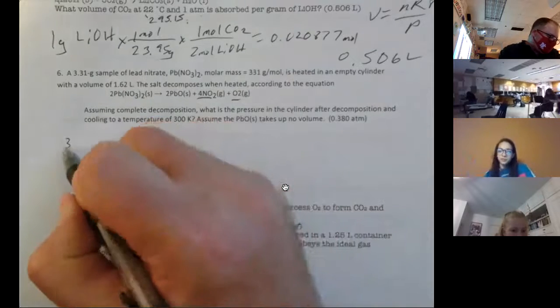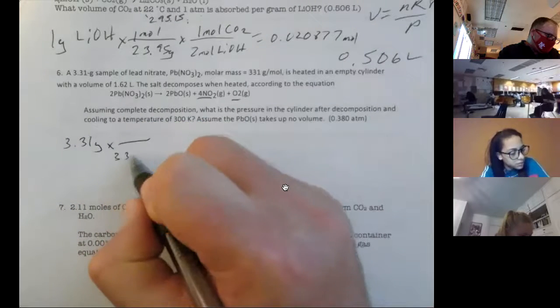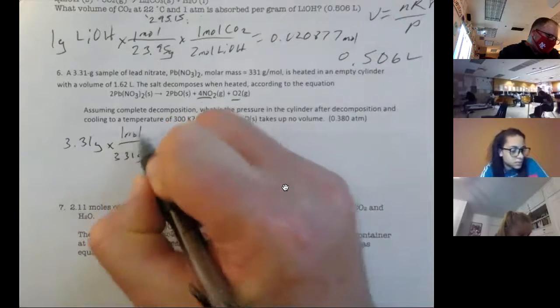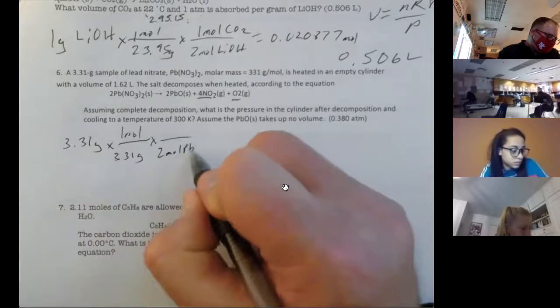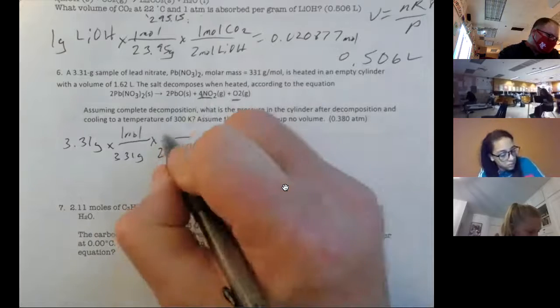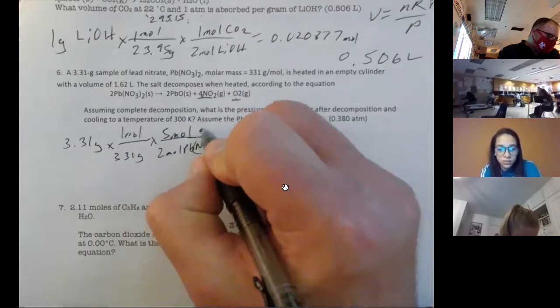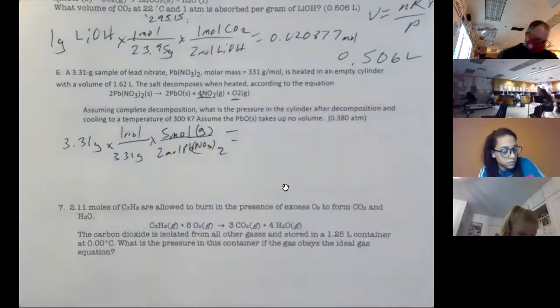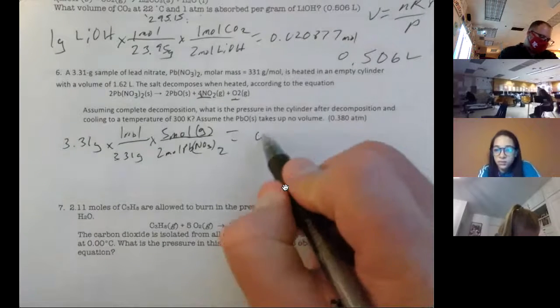So if we start with 3.31 grams, every 331 grams is 1 mole. Every 2 moles of Pb(NO3)2 is 5 moles of gas. So (3.31) divided by 331 times 5 divided by 2. It's 0.025.